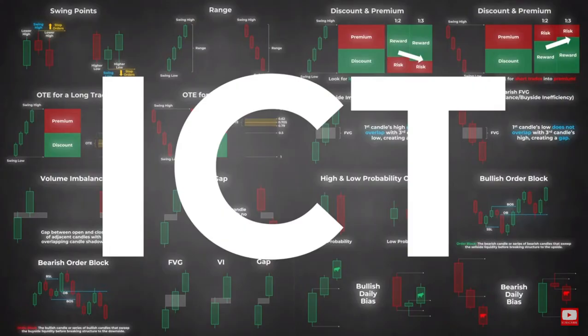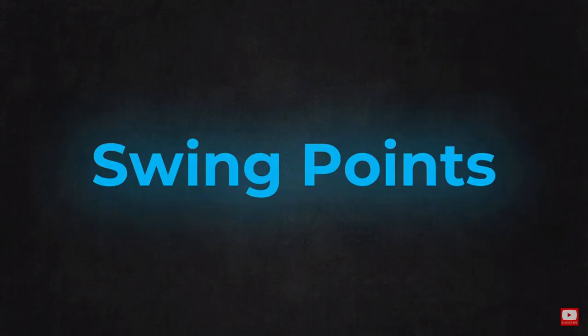Without further ado, let's begin talking about swing points and the idea of liquidity. The very first thing we need to understand is the idea of swing points and their relation to liquidity. Swing points are either swing lows or swing highs. To identify swing points, we need three candles.